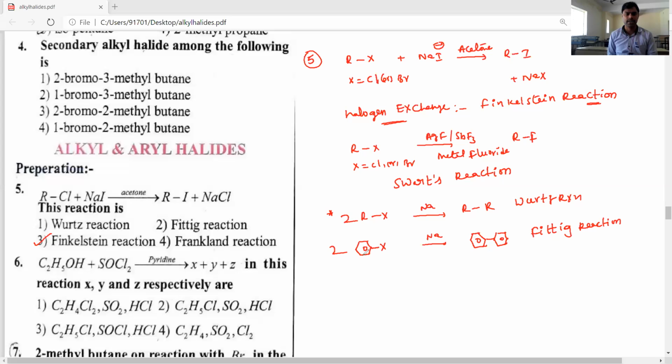Okay, students, now the Frankland reaction. What is the Frankland reaction? 2 moles of alkyl halides react with zinc metal, Zn. Then the product is R-R plus ZnX2. This is known as the Frankland reaction. So all these named reactions are very very important. Directly the questions will come from named reactions for JEE and NEET examination.